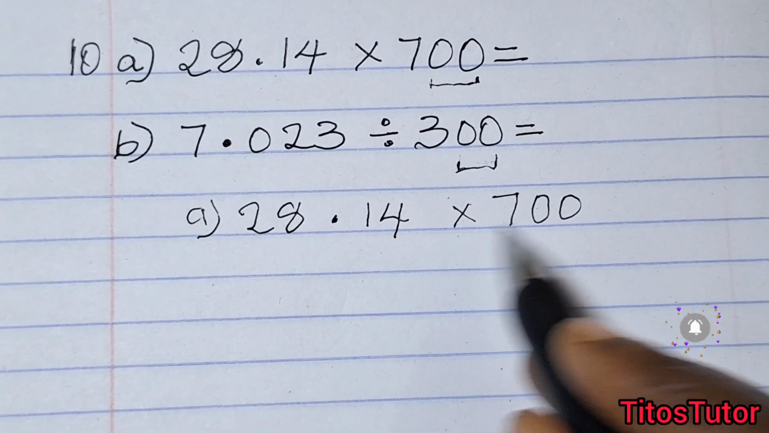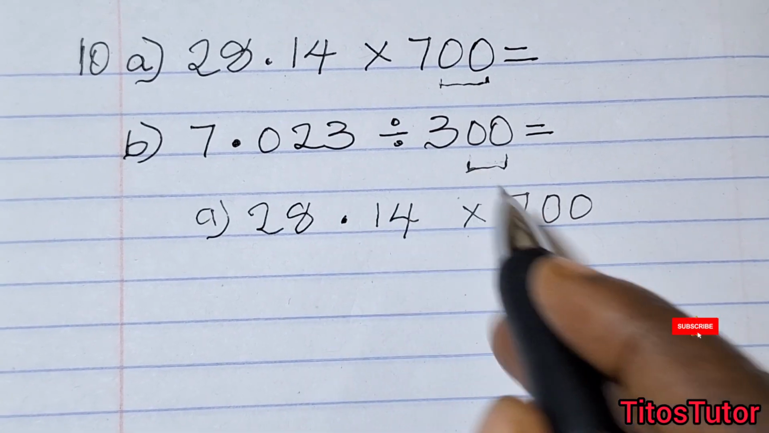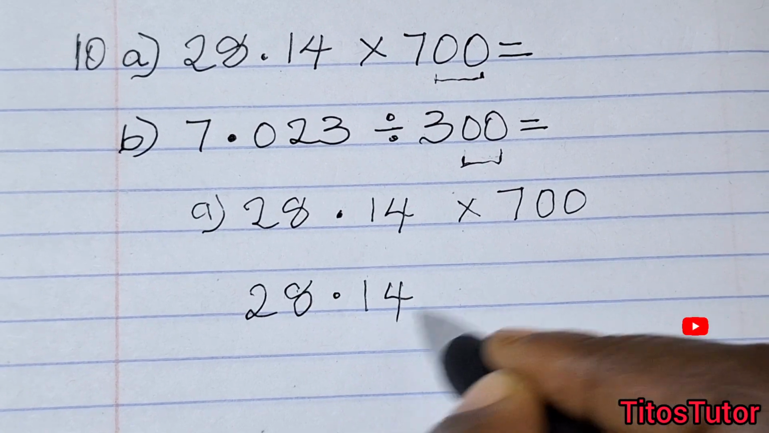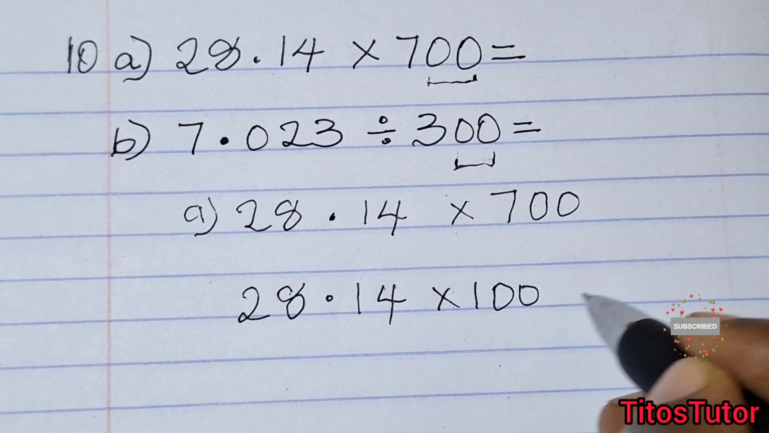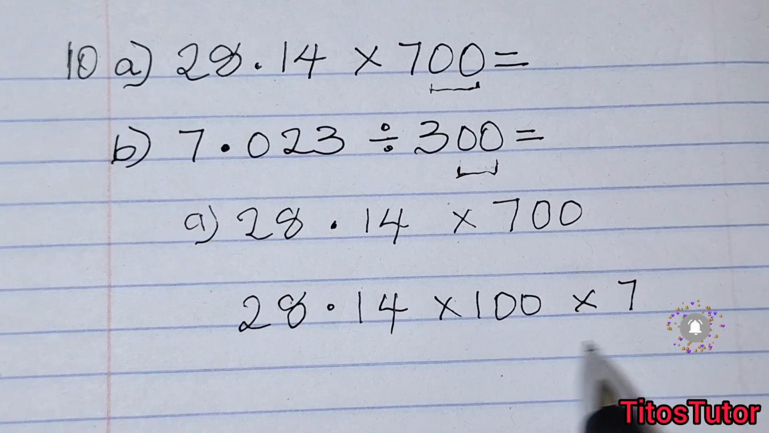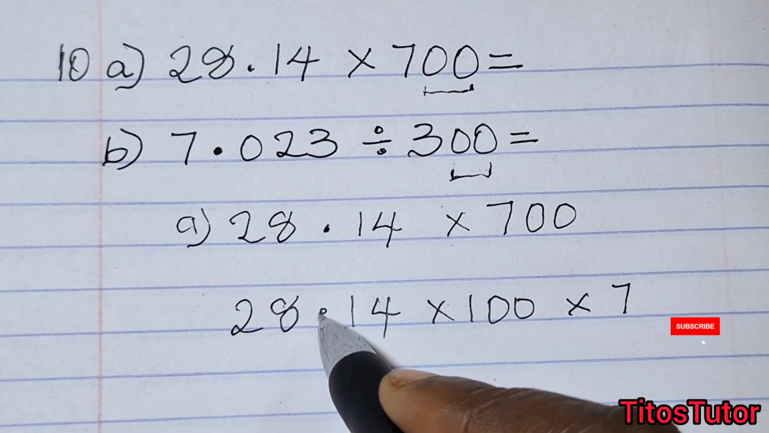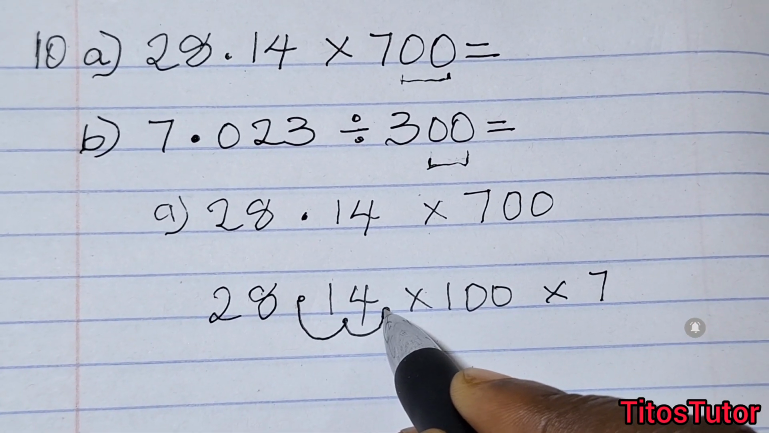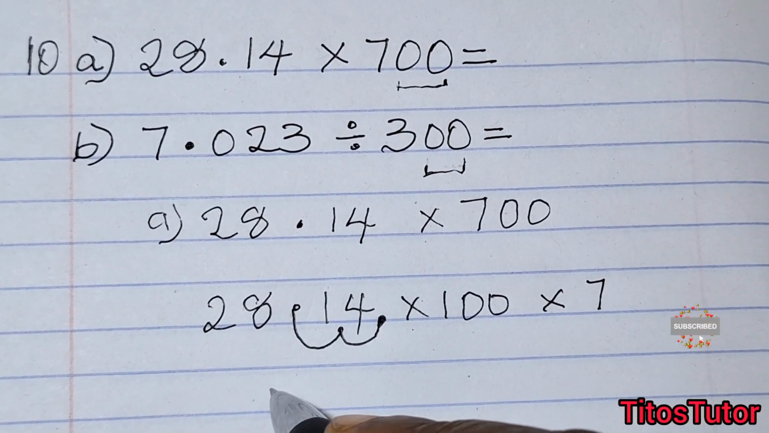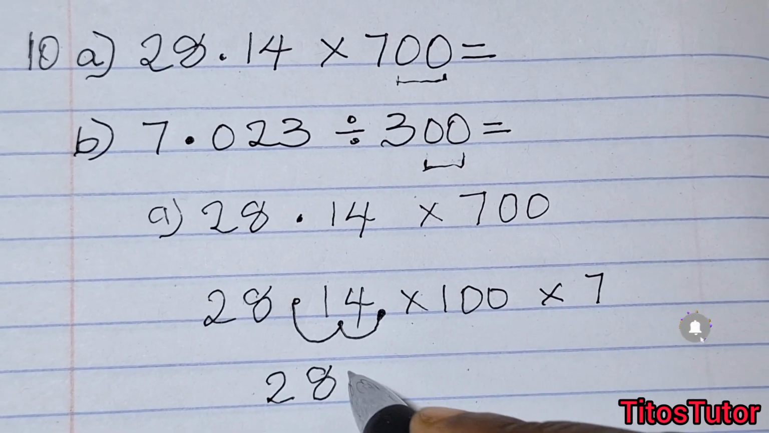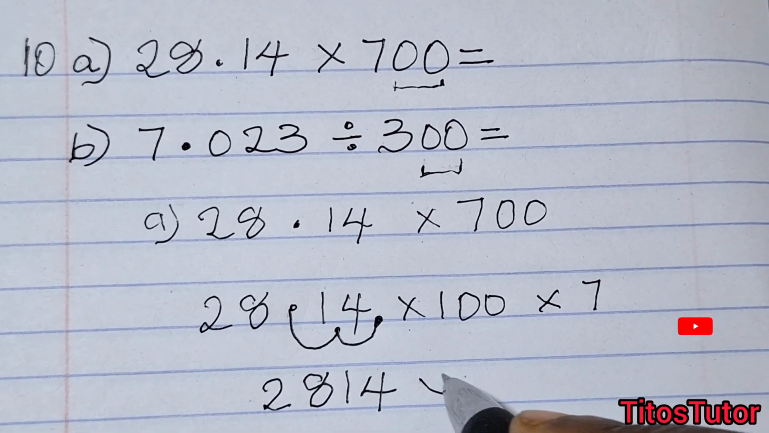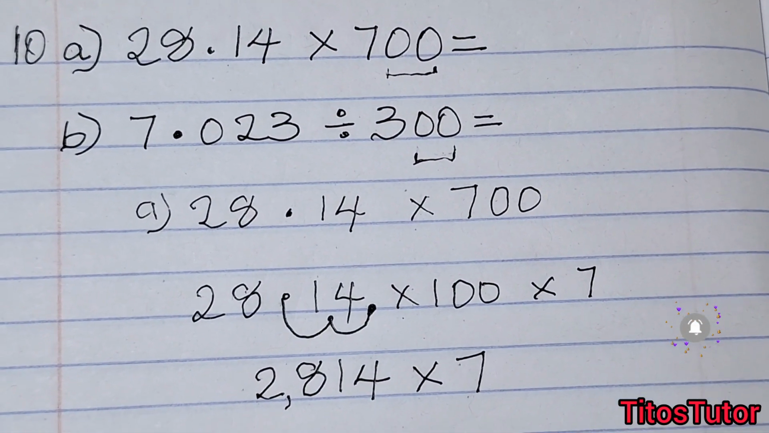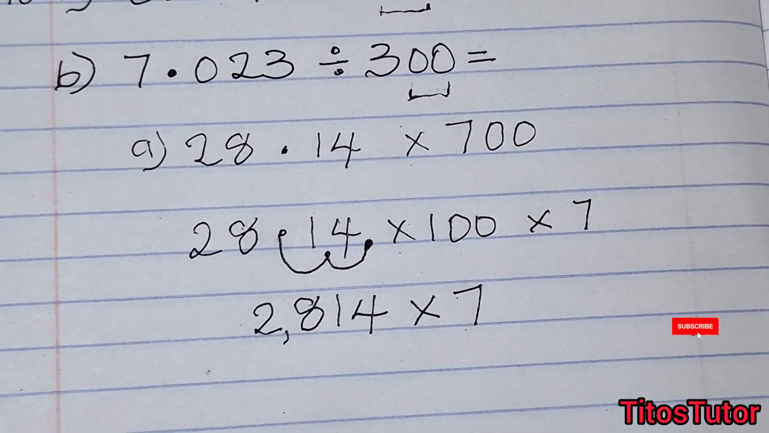Because it is multiplying with 2 zeros, I'm going to first of all multiply this by 100 first, then by 7, which is the same as 700. I'm just splitting it so I can shift my decimal place 2 places to the right. That's multiplying by 100. So this gives me 2814 times 7.